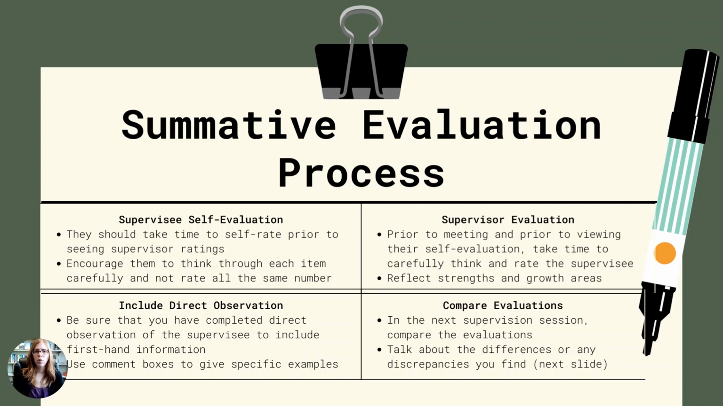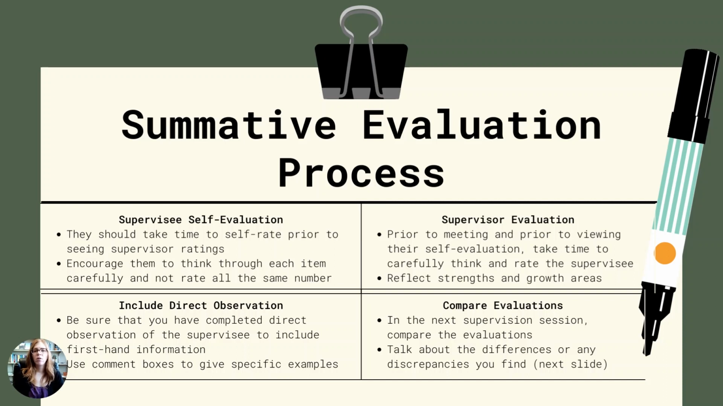So you can make sure those are labeled clearly and just help them understand if they don't get all 4s from you, that's not a bad thing. It should be expected. And then you should also complete your evaluation prior to seeing their self-evaluation. So before you hear how they are rating themselves, you're independently, carefully thinking through how you would rate them in each area. And you want to make sure that that evaluation reflects their strengths and their growth areas. And so that should be evident in the ratings.